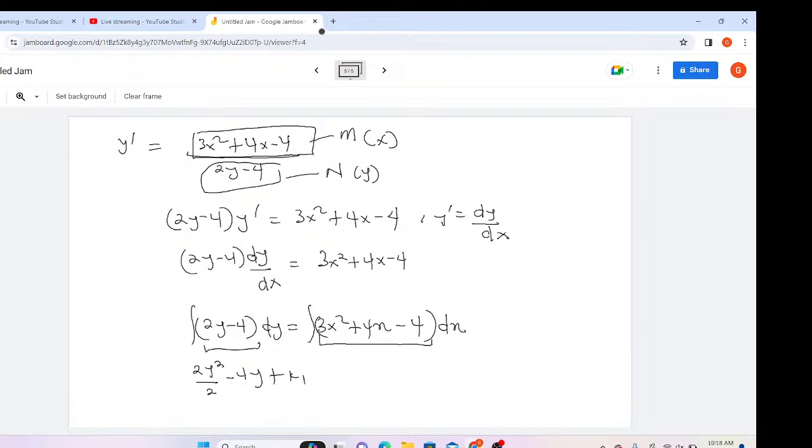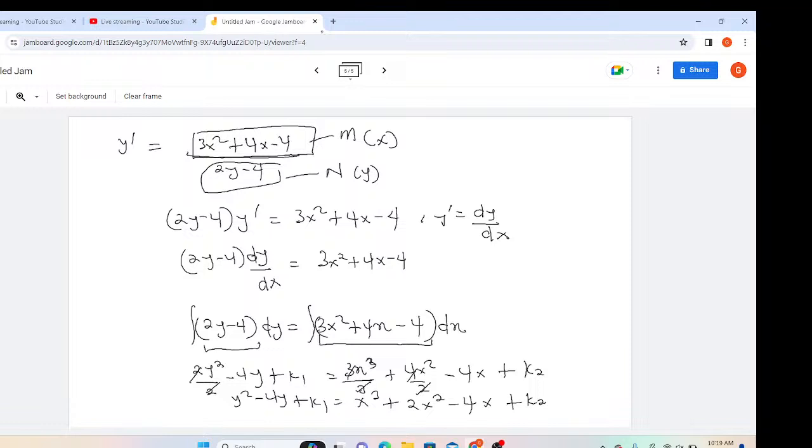Let's say k1 equals, when you integrate this part with respect to x, 3x cubed on 3 plus 4x squared on 2 minus 4x. We're going to have another constant, let's say k2, because the constant might be different. So 2 divides 2 here, we have y squared minus 4y plus k1 being equal to 3 divides 3 here, x cubed plus 4 divided by 2, 2x squared, minus 4x plus k2.